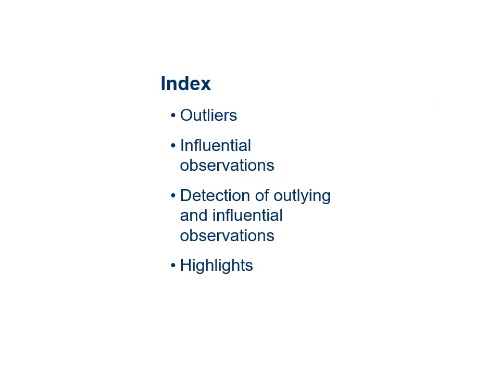This is the index for this lesson. First, we will define the concept of outlier and then the concept of influential observations. These concepts are similar, but they are not exactly the same. As you will see, all the influential observations are typically outlying, but not all the outliers must be influential observations. Third, we will describe some techniques to detect outlying and influential observations. And last, we will provide a summary of the main ideas in this lesson.